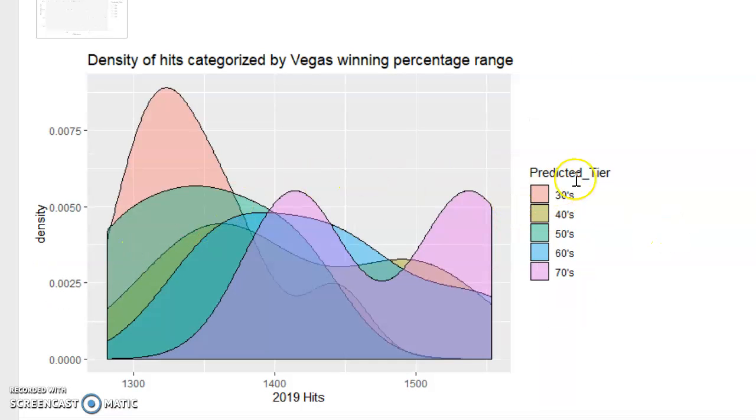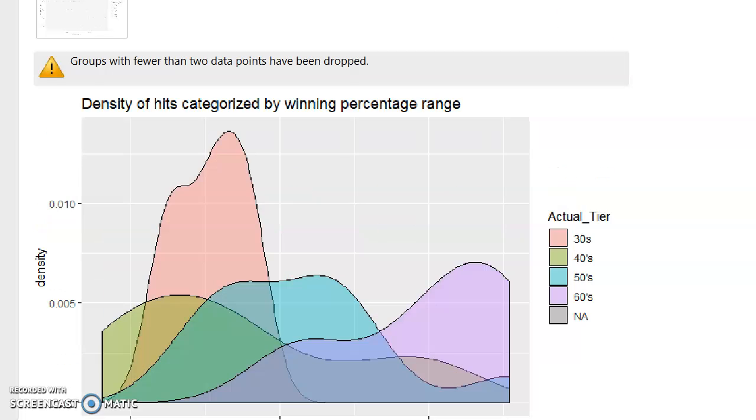And then same thing, but with the predicted tier. So this predicted one is a little bit more even. So a little bit more progression of teams in the lower 30s, then 40s and 50s, 60s and 70s. But that's not actually what happened if we look back at that first graphic. It was a little bit more mashed.